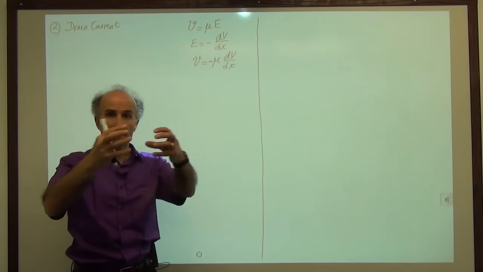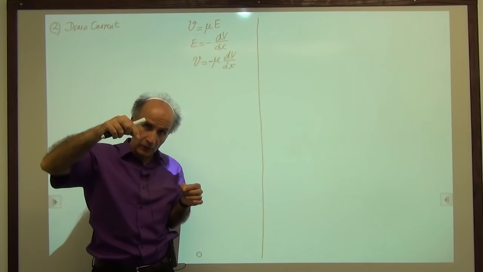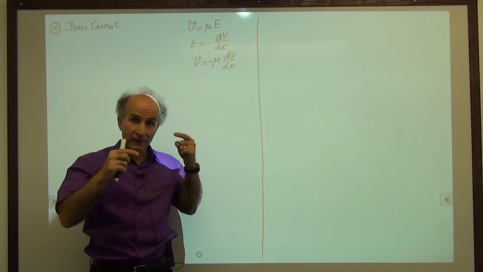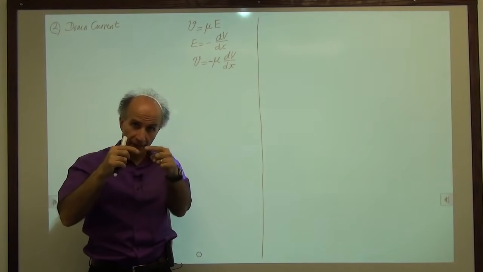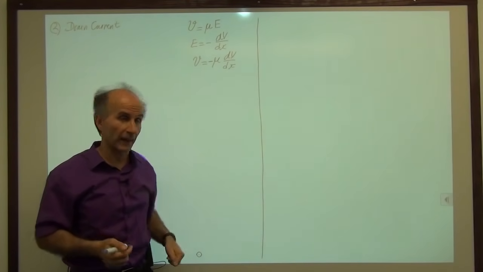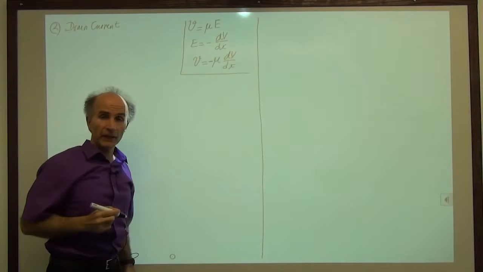So if I go anywhere in a semiconductor, and at some point in the semiconductor I measure a certain velocity for the carriers, and I measure the derivative of voltage with respect to distance at that point, they have to be related by this equation. All right, so remember that. We'll just put this in a little box on the side, and we'll come back to it in a second.